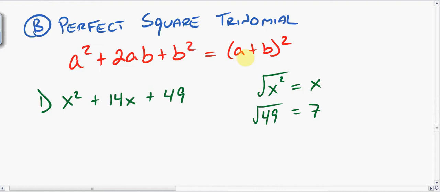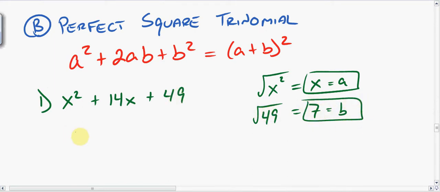Alright, so if you notice that, look what happens. You can set it up as a plus b squared. What's in the spot of a squared? X squared. So that must mean x is my a. What's in the spot of b squared? 49. Take the square root of that, so that must mean 7 is my b. So I can simply say, instead of a plus b squared, I'm going to have x plus 7 squared.